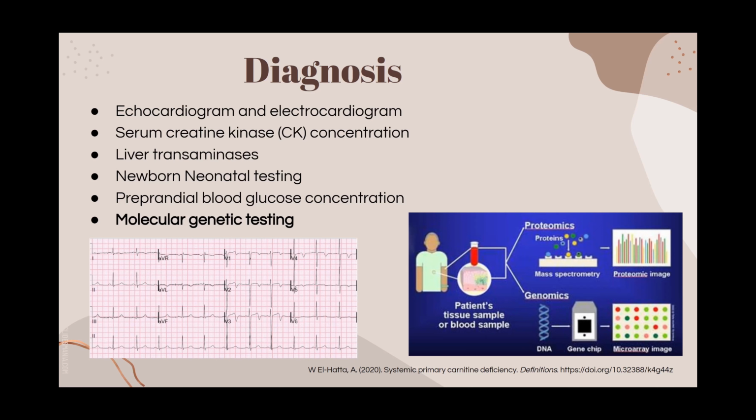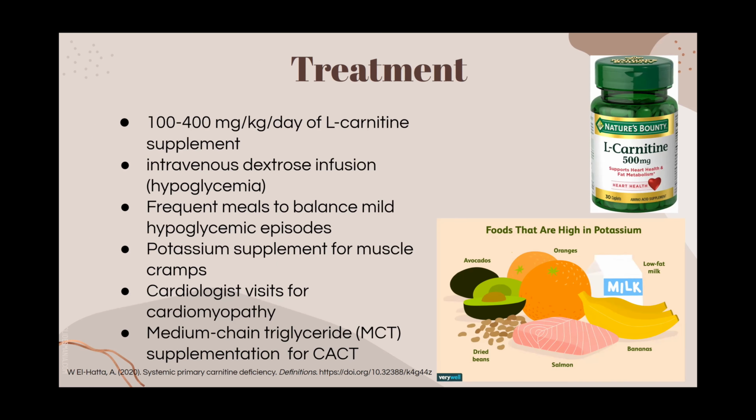On the lower right-hand side of my screen, you can see how molecular genetic testing is typically conducted. This can tell which specific gene mutation an individual has. On the bottom left of the screen, in case you're not already familiar, this is an EKG that will look for heart abnormality. The most common treatment is 100 to 400 milligrams per kilogram per day of an L-carnitine supplement.